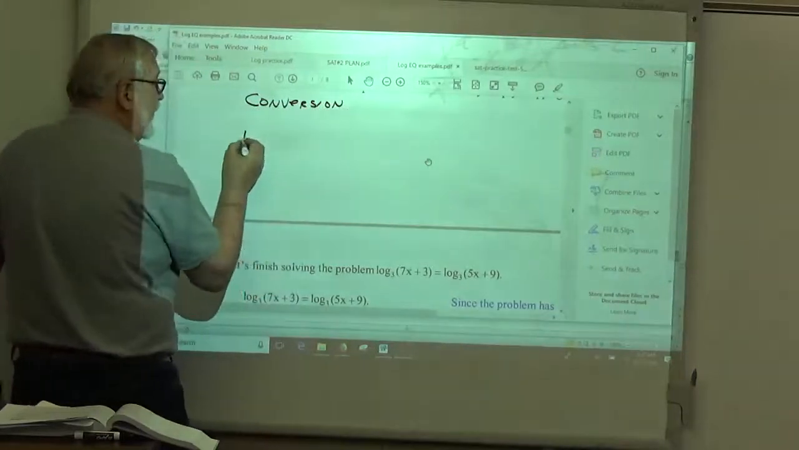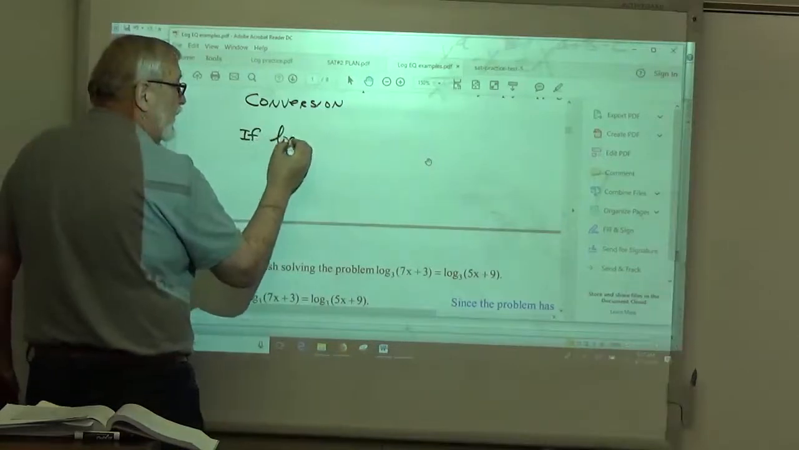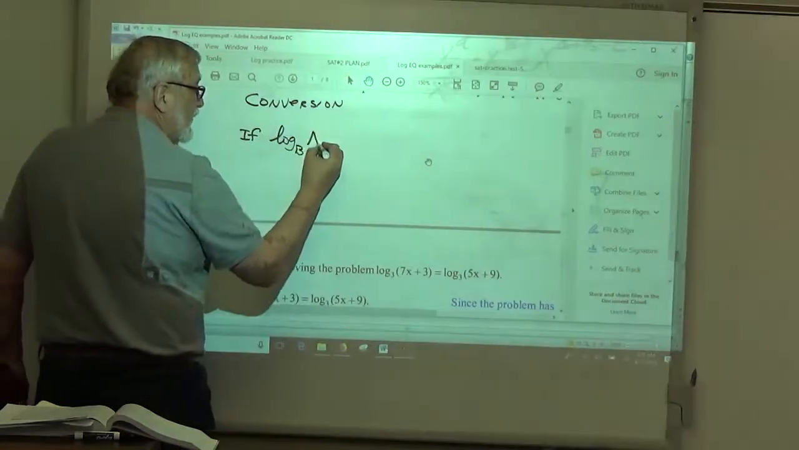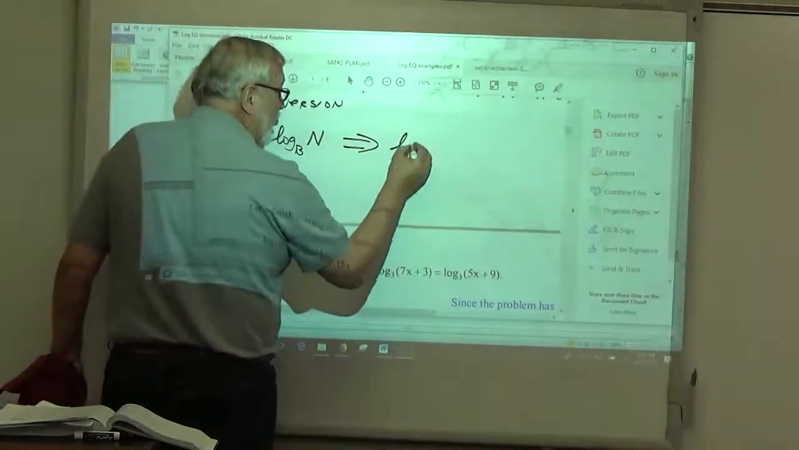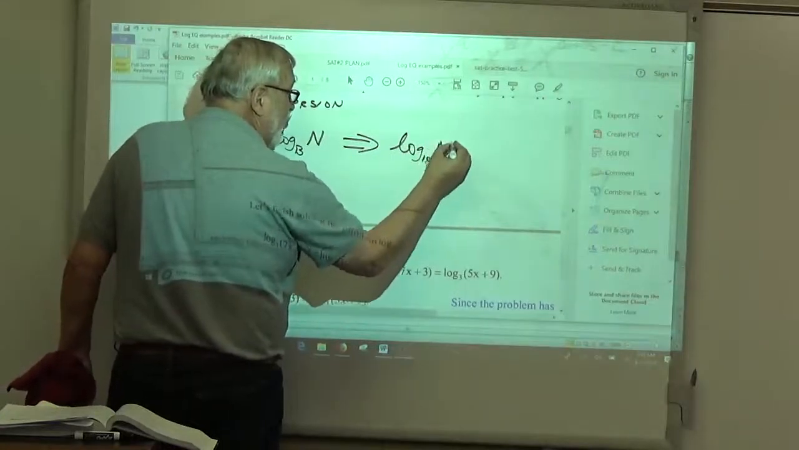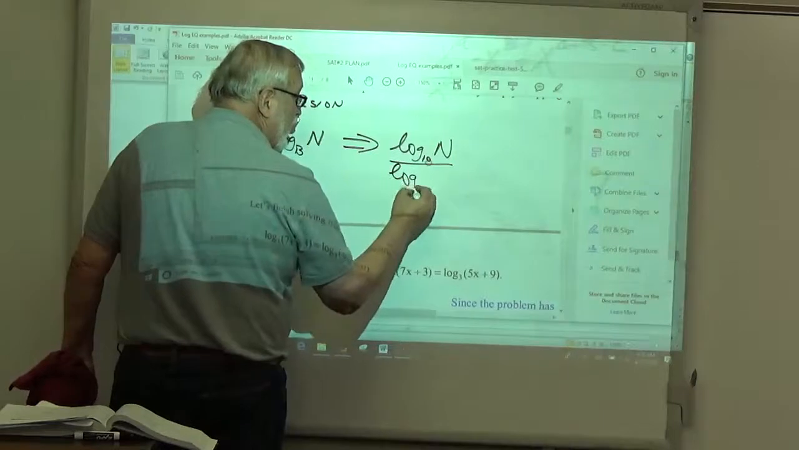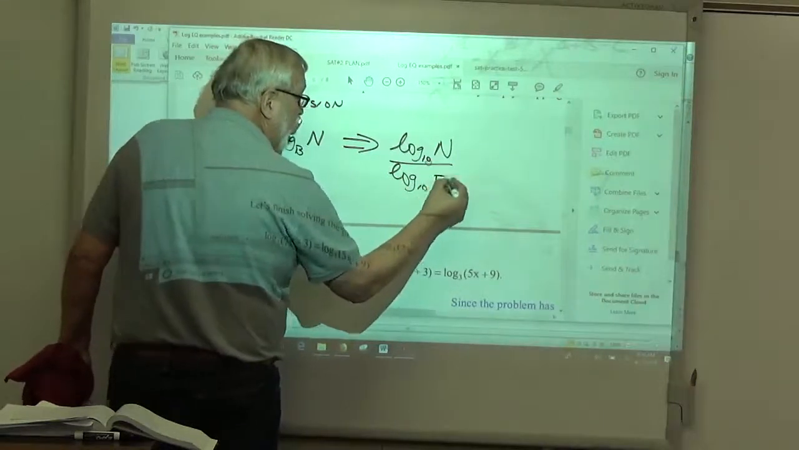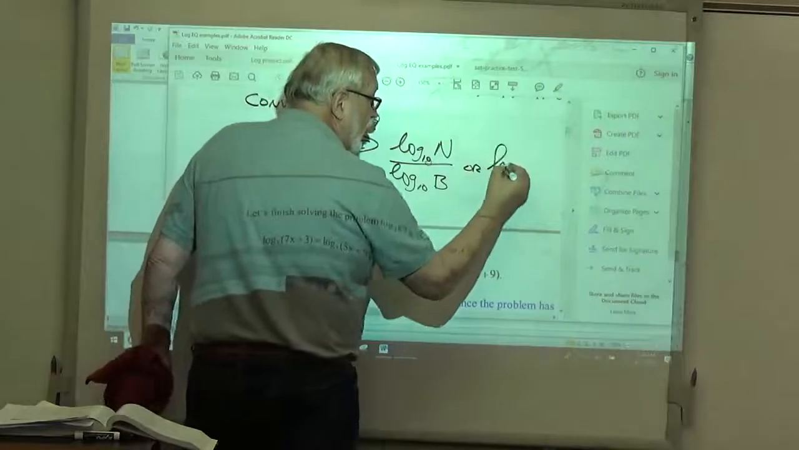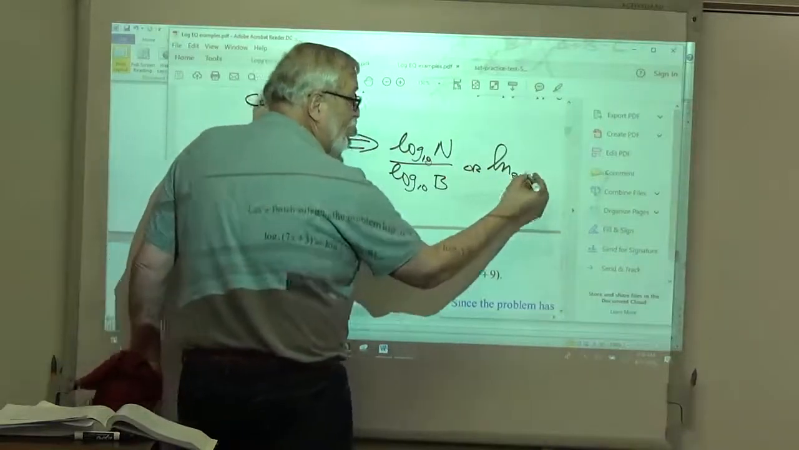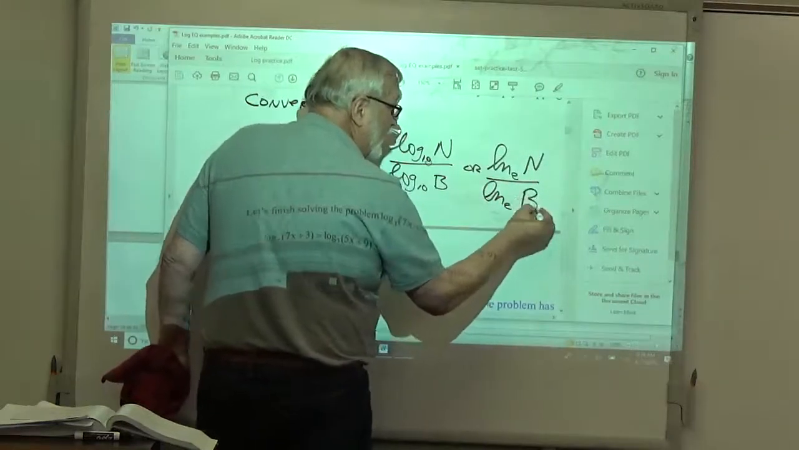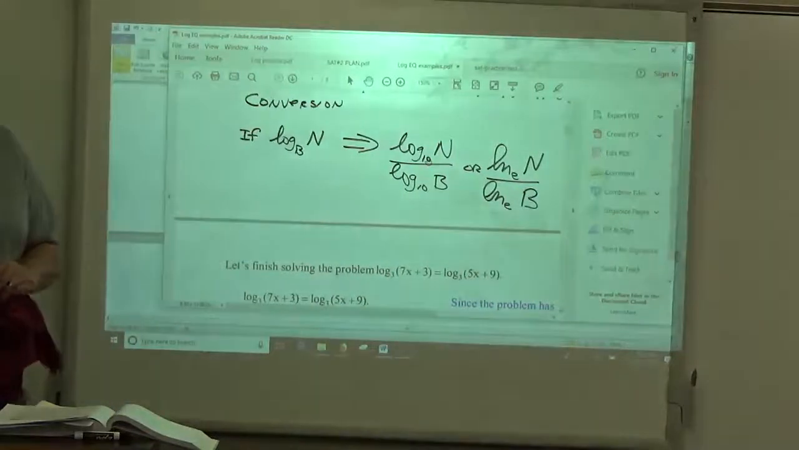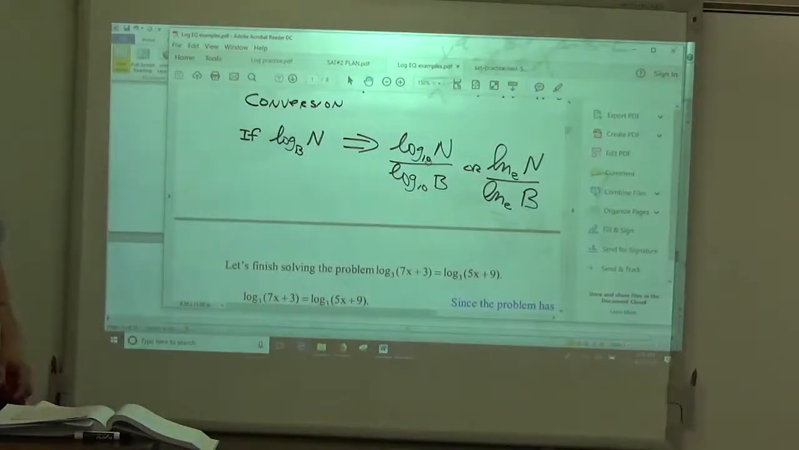Conversion says if log base b of n, then log base 10 of n divided by log base 10 of b, or ln, which is natural log, that's base e, of n over ln natural log base e of b. And now this is the most important. So we're going to go over this a little bit until you say, oh yeah, I remember that.